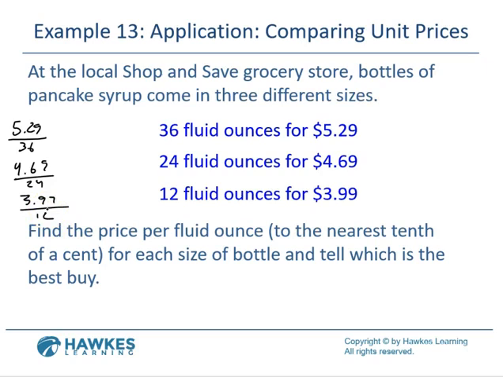5.29 divided by 36, and rounded, we get 15 cents here. 4.69 divided by 24 for the next one is going to give us 20 cents. And then for the last one we have 3.99 divided by 12, and that's going to give us 33 cents. So notice the best one to buy is honestly going to be the biggest. It's the most expensive, but we're paying the least amount per ounce.